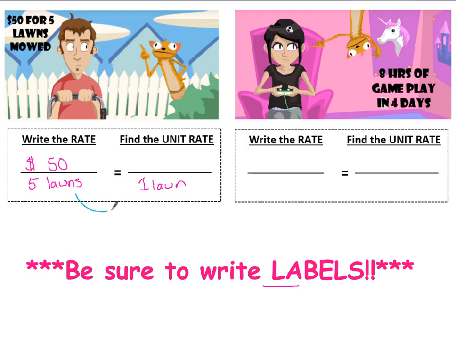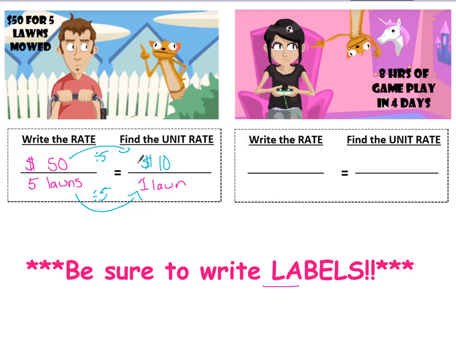Well, here's where I need to find my scale factor. I have a 5, I'm trying to get to a 1. What do I need to do to the 5 to get to the 1? Well, I'm going to divide it by 5. And what you do to the bottom, you must always do to the top. So now you go 50 divided by 5. Well, that gives you $10, which means that every lawn is $10.